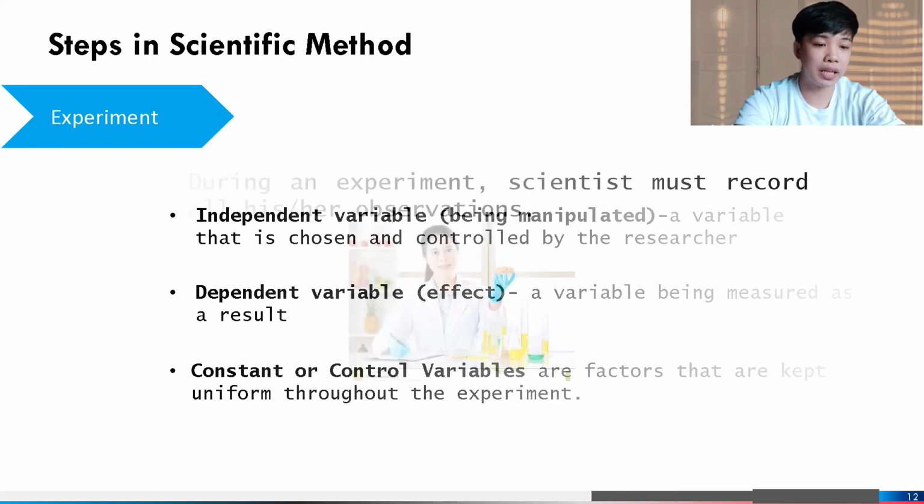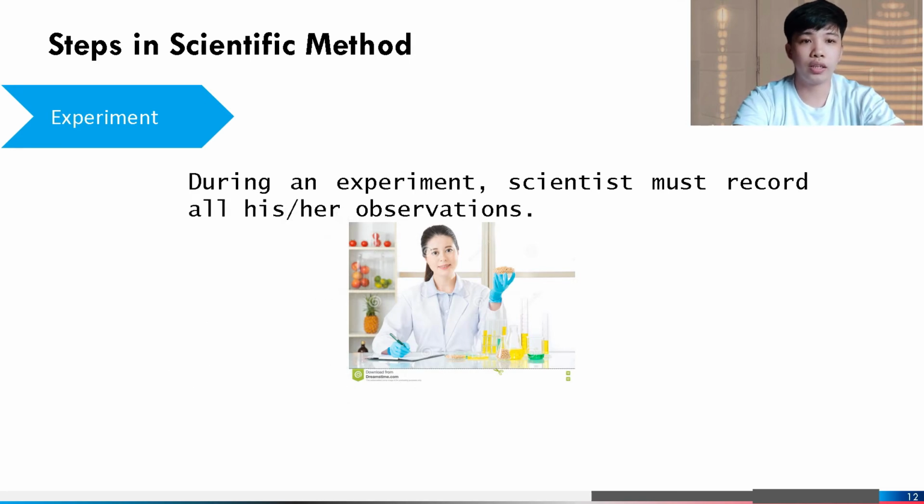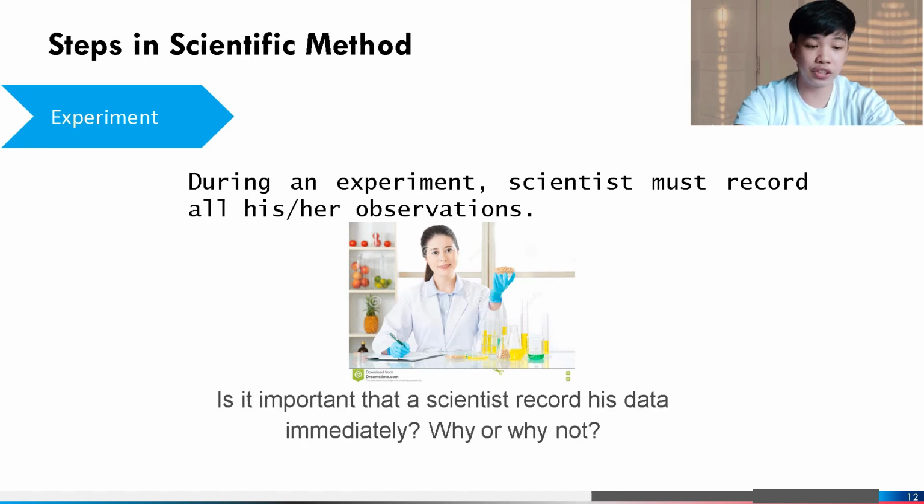Now, during an experiment, scientists must record all his or her observations. So, bakit kailangan i-record immediately? Una, you have to record it immediately para hindi mo makalimutan kung ano yung mga observations mo. Kung mag-observe ka na ng iyong experiment, you have to jot down all the important observations that you have observed to the plants. Kung may mga changes ba dun sa leaf, kung may changes ba dun sa growth, tumangkad ba yung plant, something like that. You have to record all those observations immediately.